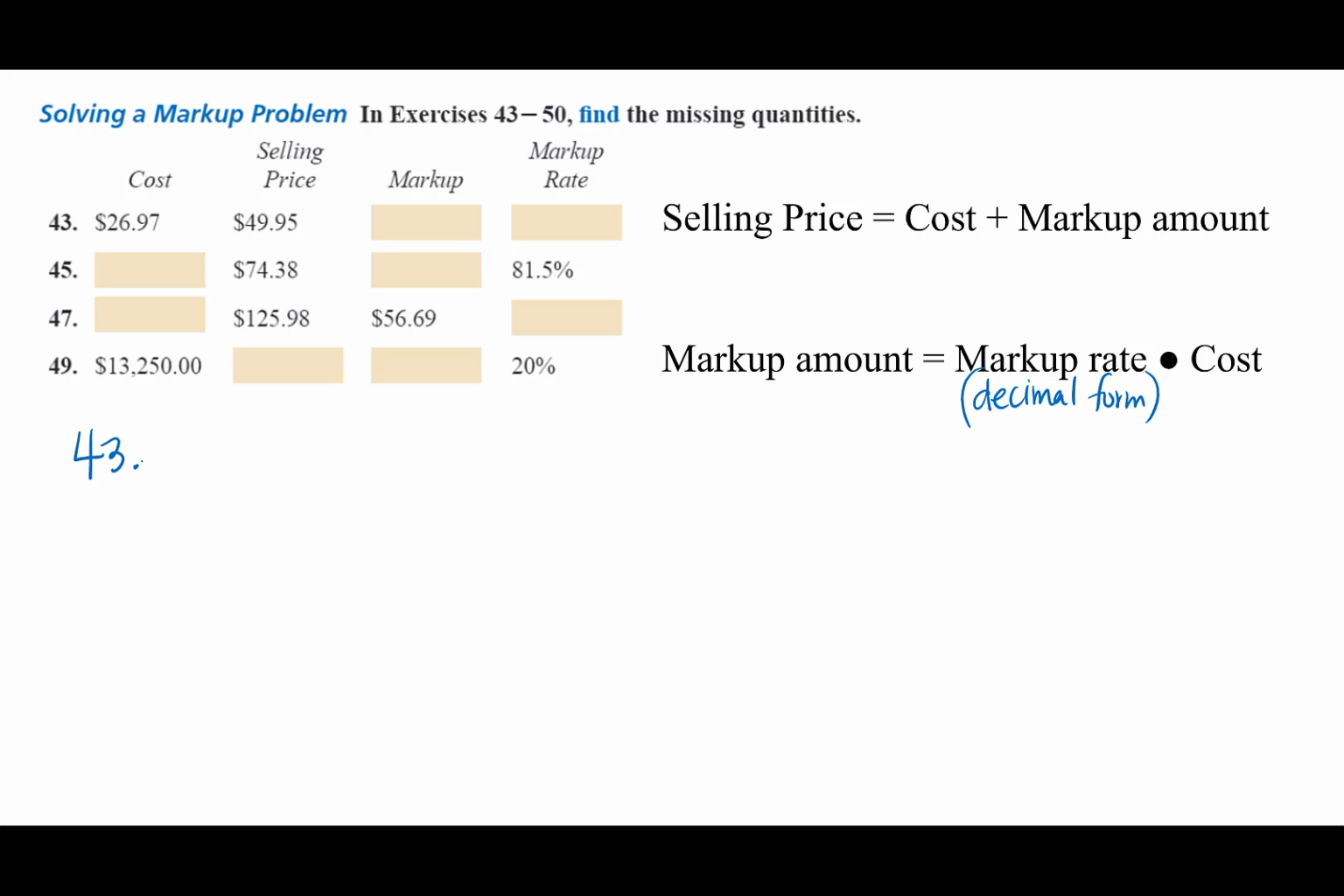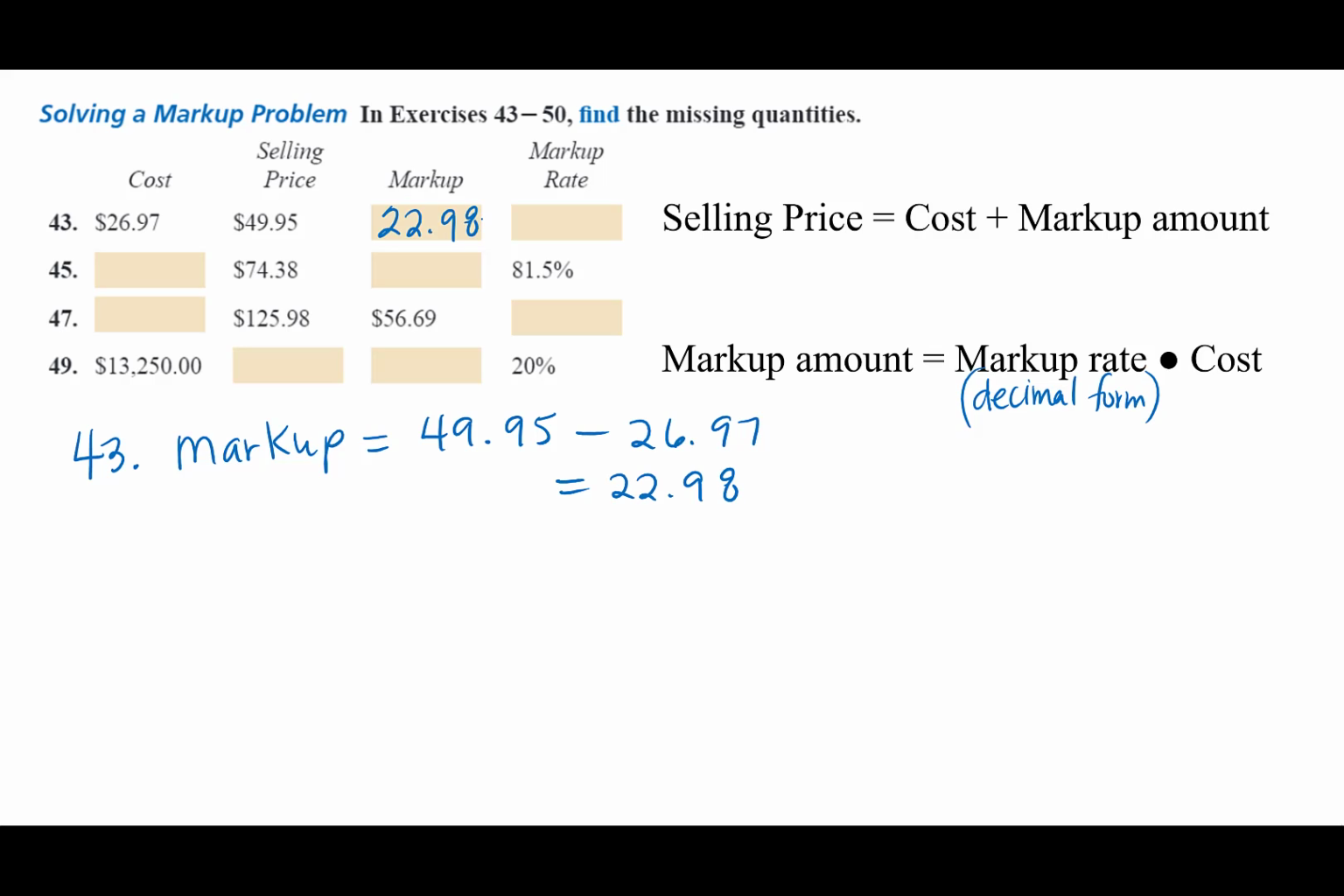Question 43, we have the original cost from the manufacturer, and we have the selling price. We need to find the markup and the markup rate. Let's first work on the markup. Remember how I described markup? It's the dollar amount of the difference between the cost and the selling price. So to find the markup, we would just do $49.95 minus the original cost of $26.97, and please use your calculator to get $22.98.